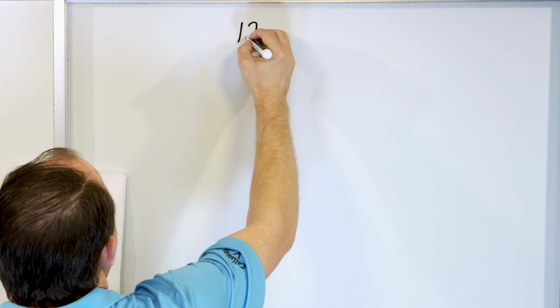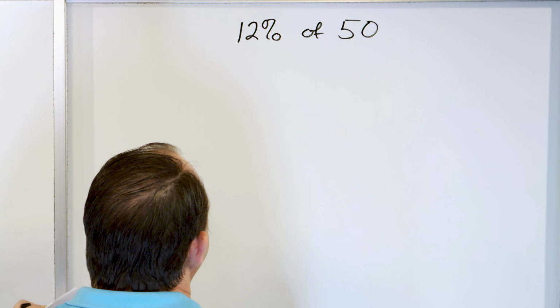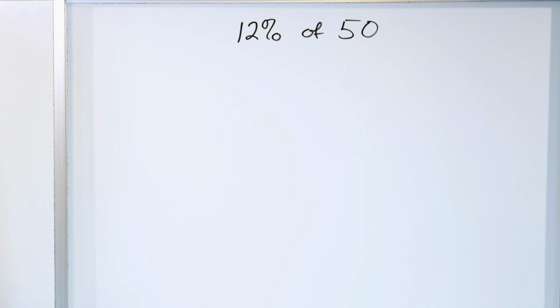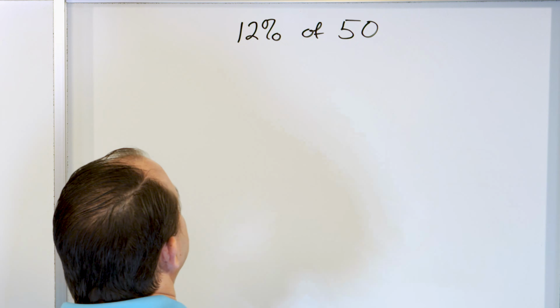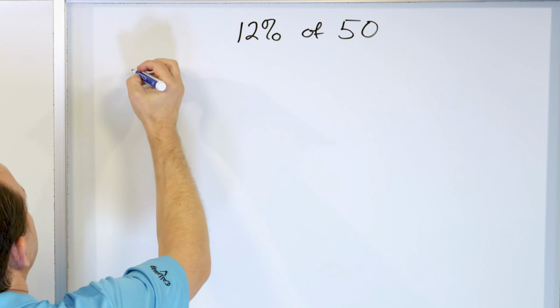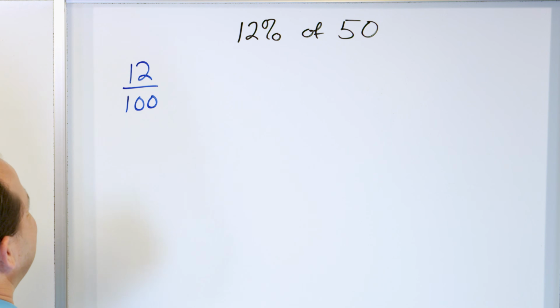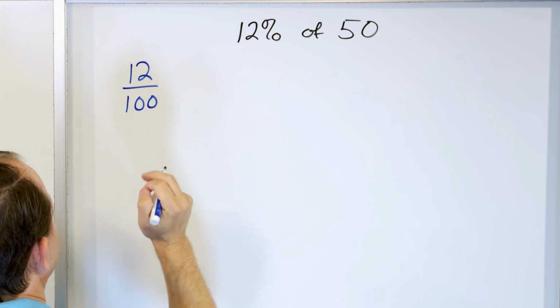Let's calculate what is 12% of the number 50. Let's say I have 50 turtles on my turtle farm, and I'm going to give 12% of them away to a family member, whatever. How many turtles am I going to give away? Well, 12% means 12 out of every 100 turtles that I actually have.